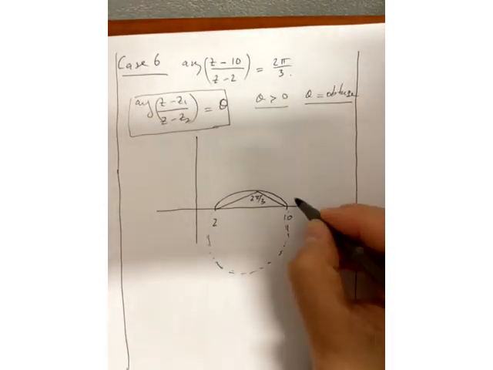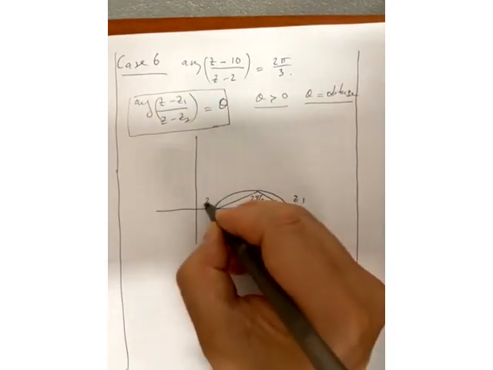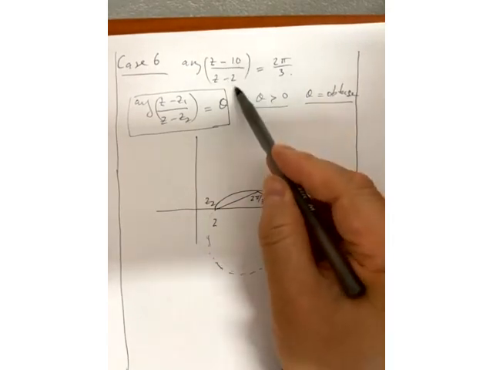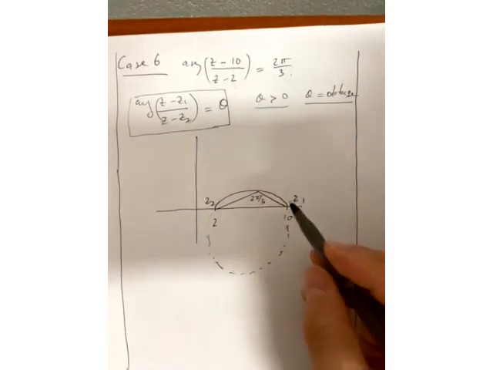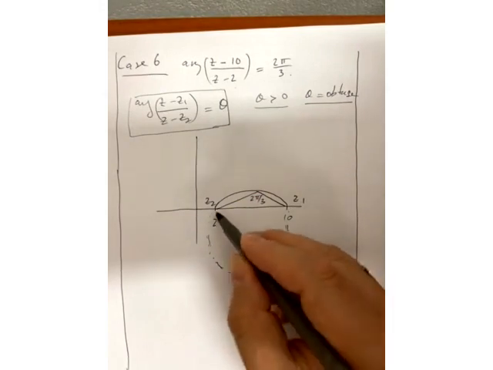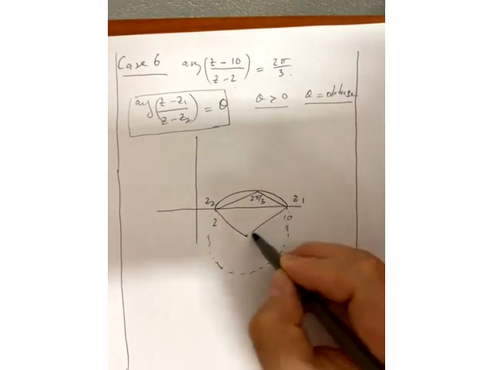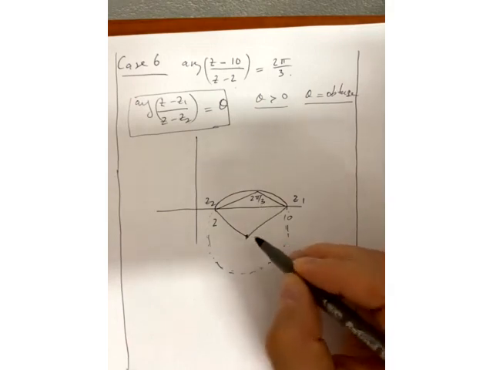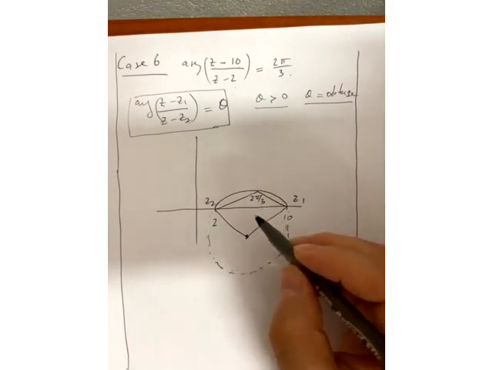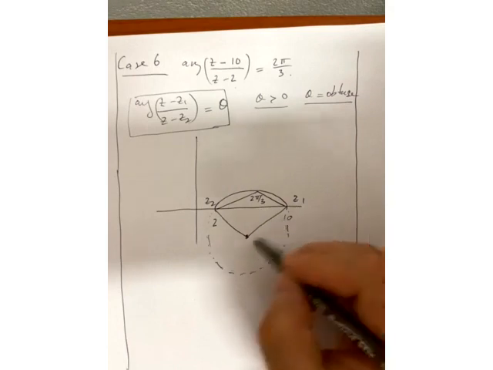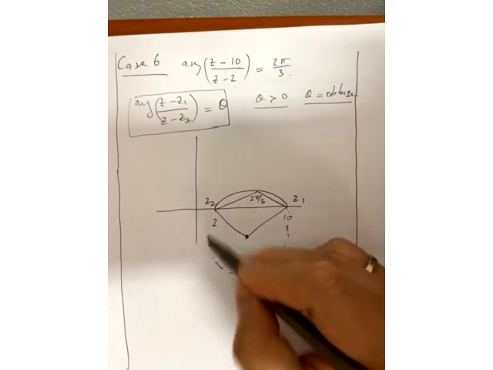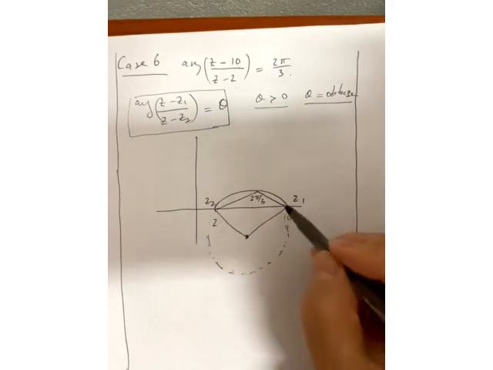And so this is your Z1, like I said, this is your Z2. So your Z1 is 10, your Z2 is 2. And then the center is somewhere here. And then you're going to have to find the center of the circle as well as the radius of the circle. So this is part of a circle, that lies on the arc.